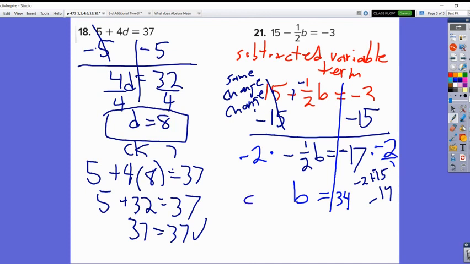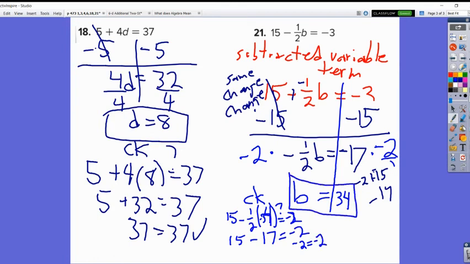The check for this one, 15 minus 1/2 times 34 might equal negative 2. That's 15 minus 17, which equals negative 2. Negative 2 equals negative 2. So my solution for this one, b equals 34.